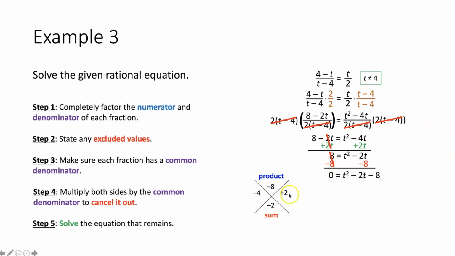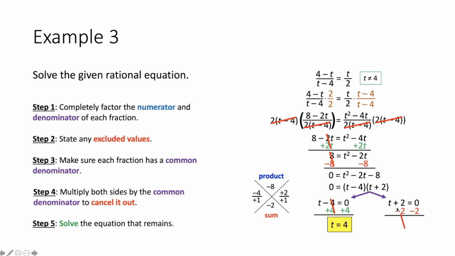I then divide each of those by my a value, which we said was positive 1, and we're going to write our factored form in two sets of parentheses, going bottoms up. In the first set of parentheses, it's going to be 1t minus 4. In the second set of parentheses, it's going to be 1t plus 2. Now I have two things multiplied together that equal 0, so I can use the zero product property to solve this. I'm going to set each of these factors equal to 0 and solve for t separately. Over here, I add 4 to both sides to get t by itself, and I get t is equal to 4. On this side, I subtract 2 from both sides, and I get t is equal to negative 2.